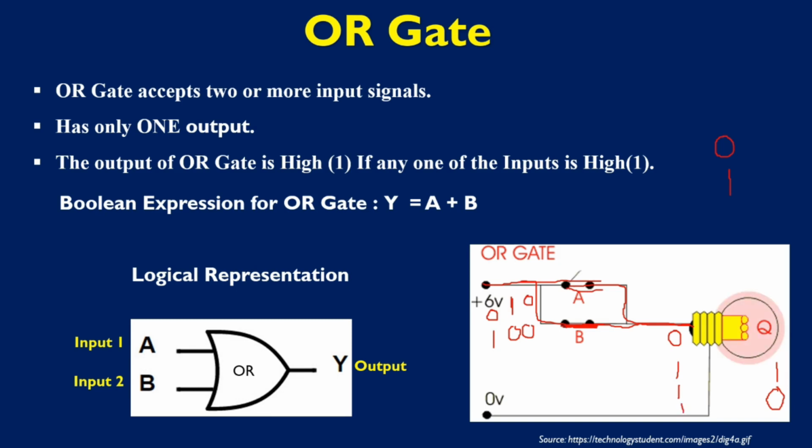You can observe here the pattern that if any one of the inputs is high, the bulb is glowing. So that is the working of the OR gate, which we call the OR operation.